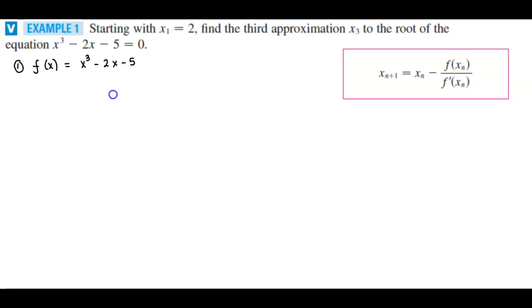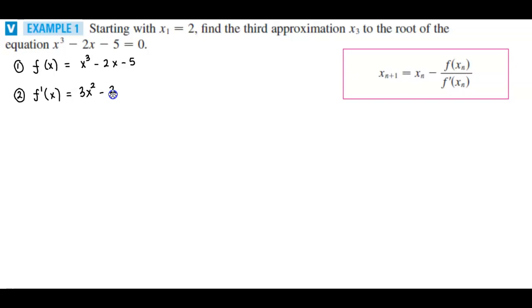Okay. And so now what we want to do is find the derivative of this function. So we want to find f prime of x. And f prime of x is going to equal 3x squared minus 2.